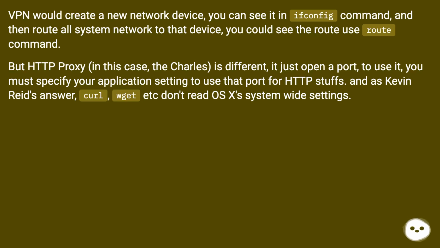But an HTTP proxy, in this case Charles, is different. It just opens a port. To use it, you must specify in your application settings to use that port for HTTP stuff. And as Kevin's answer says, curl, wget, etc. don't read OS X system-wide settings.